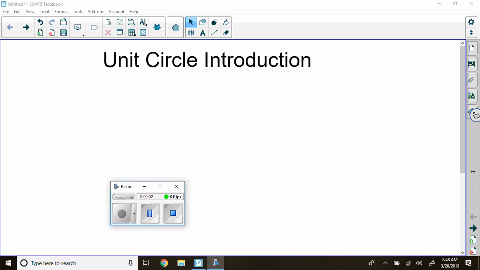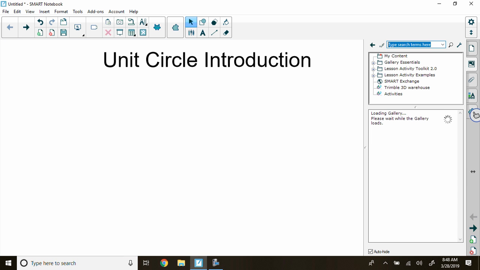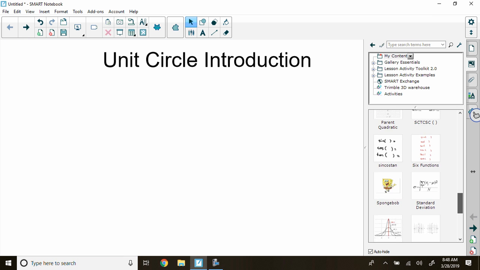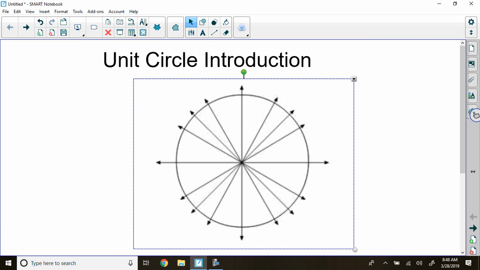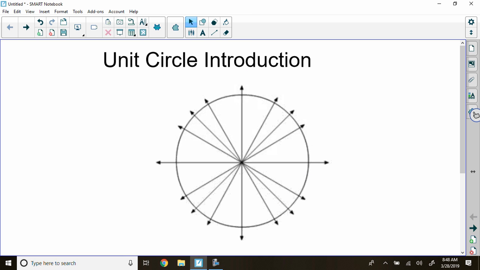Hello everyone, Mr. Minnick is my name, Matt is my name, and this particular lesson is going to introduce the unit circle. My Algebra 2 class, I've just given the ones who are not taking the test a copy of this, and what you see there is a unit circle.